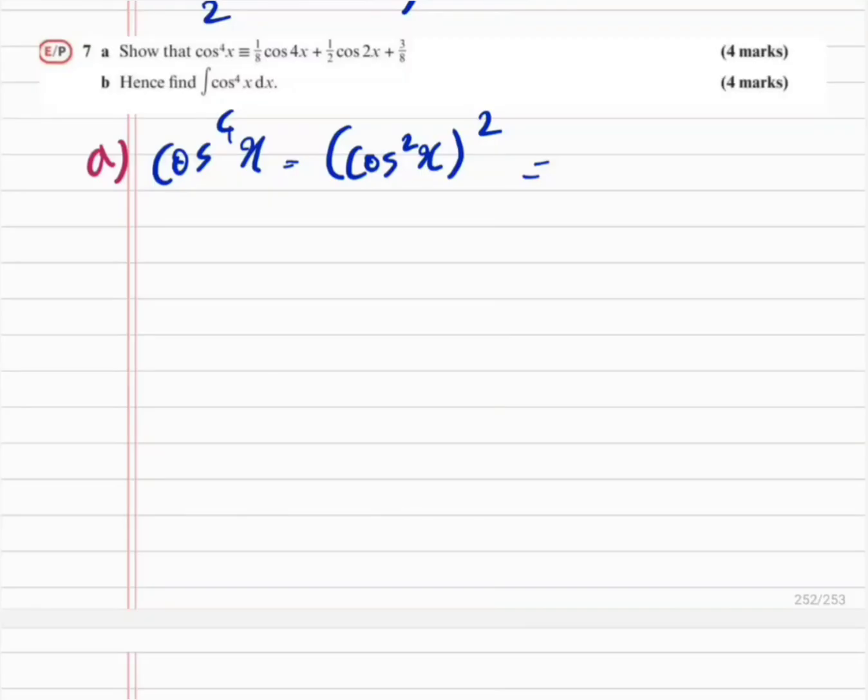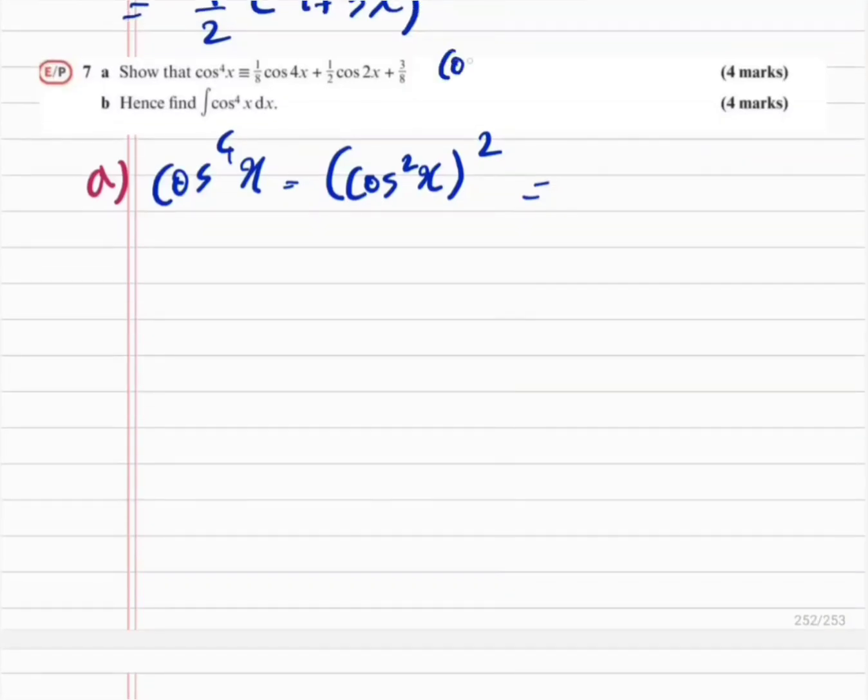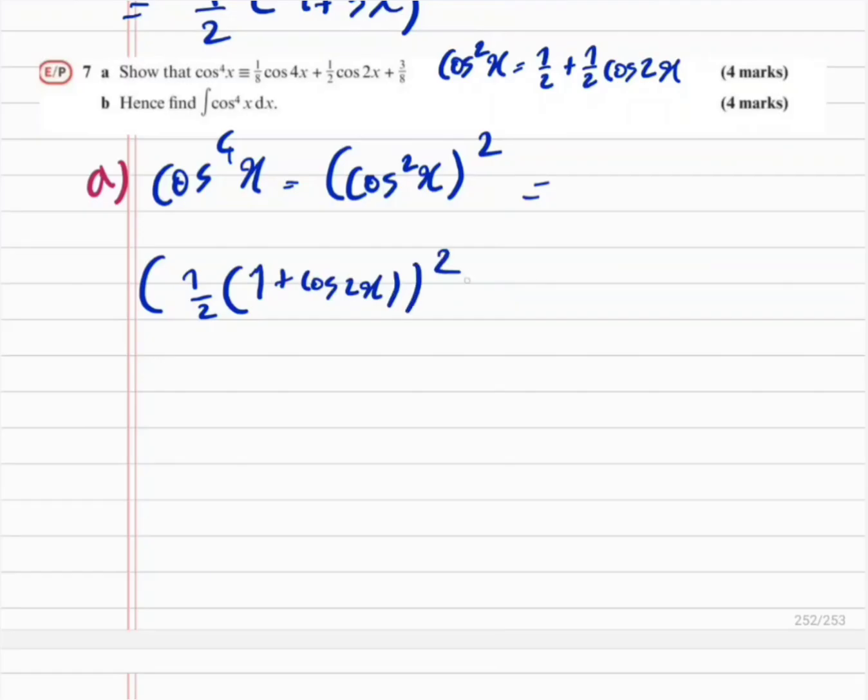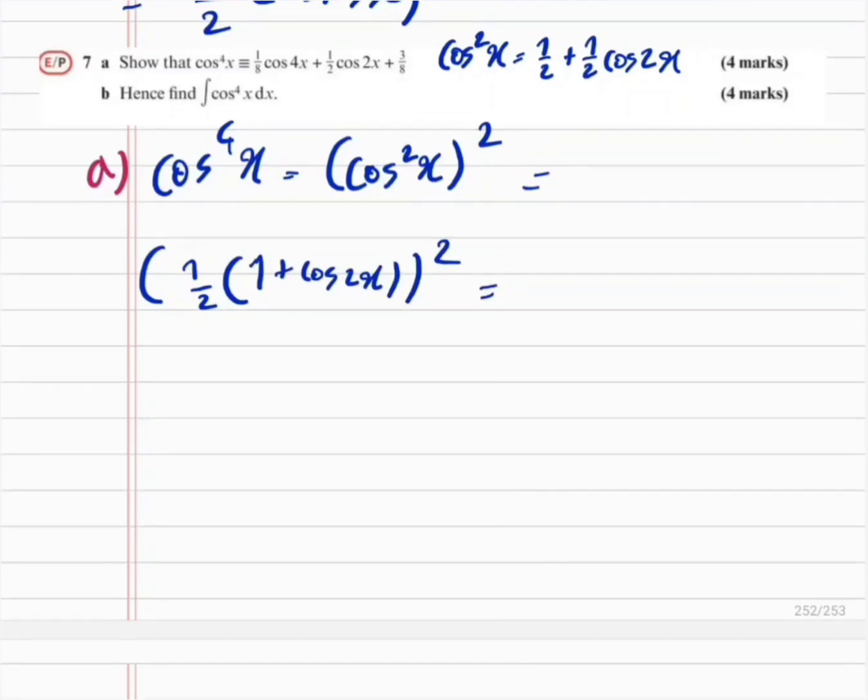And now we can substitute what we know for cos squared x, because again, remember that this is very useful. Cos squared x is equal to a half plus half cos 2x. So now we can just substitute the factorized version of that, which is a half times 1 plus cos 2x, squared. Okay, at this point we just need to square this. So we'll simply get 1 over 4, and then inside the bracket we have 1 plus cos squared 2x plus 2 cos 2x.